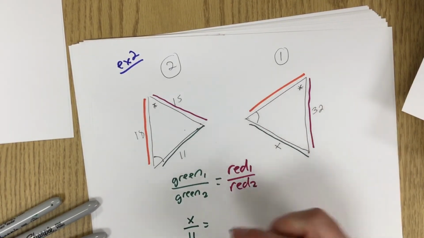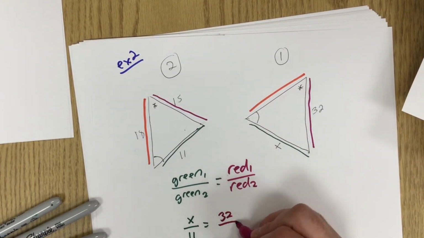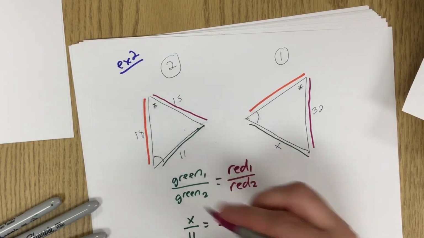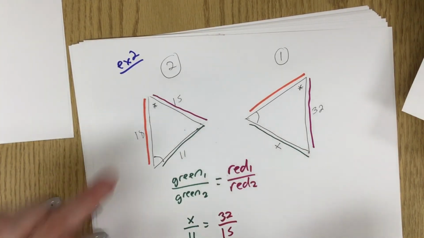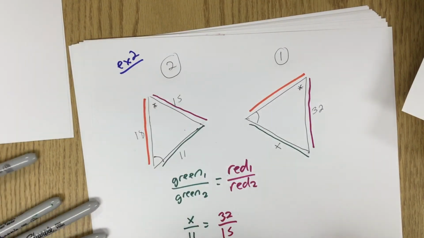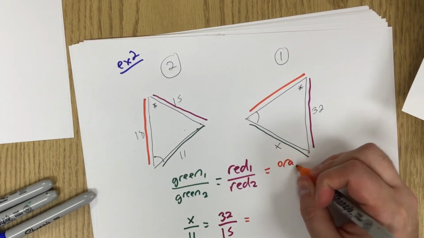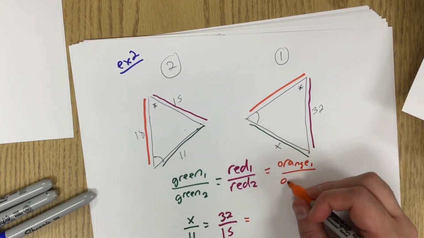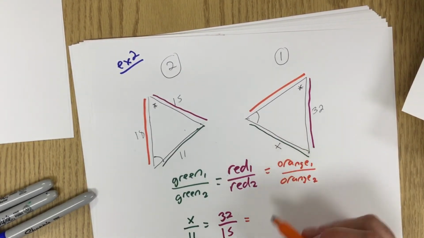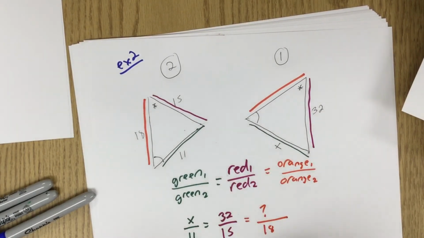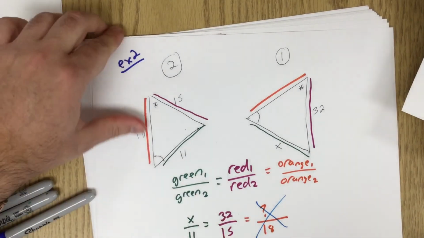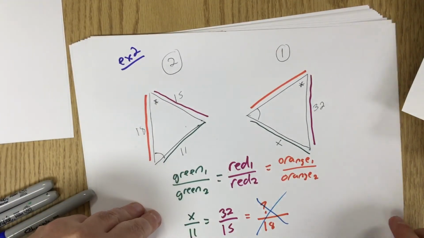Red 1 is 32. Red 2 is 15, the red of the second triangle. And that should be equal to orange 1 over orange 2. Orange 1 is we have no idea, so we're not going to use that fraction. That one becomes useless, and these other two we're going to use to figure it out.